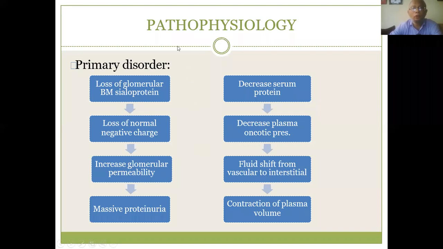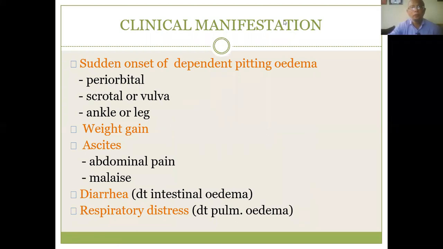Now comes the pathophysiology. In case of primary disorder, there is a loss of glomerular basement membrane sialoprotein. Subsequently, there is loss of normal negative charge and increased glomerular permeability to protein, resulting in massive proteinuria. So subsequently there is a decrease in plasma oncotic pressure, and fluid will be shifted from the vascular to the interstitial space, and there is a contraction of the plasma volume. So this pathophysiology is very important to understand the main features of nephrotic syndrome. You must be clear regarding this.